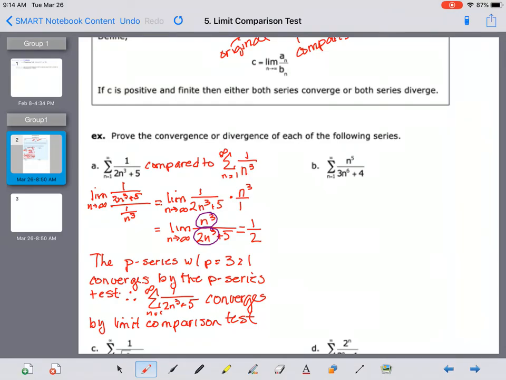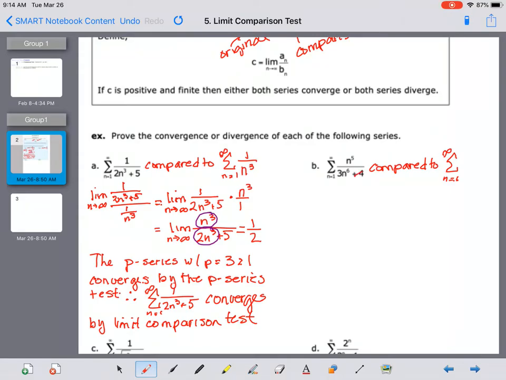Okay, so if we think about it, remember when we take away all the fluff, any coefficients, any constant values, we really want to look at the highest term in numerator, highest term in denominator, and deal with that alone. So let's see what we're going to compare it to. Okay, we always want to tell our person what we're comparing it to.